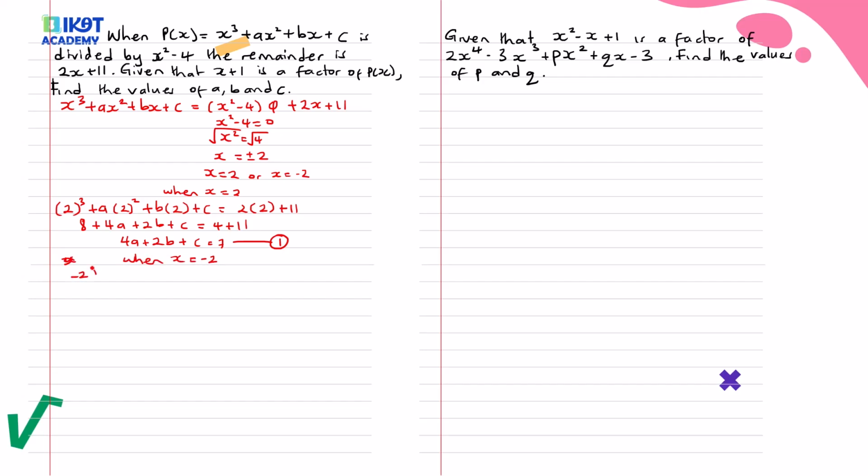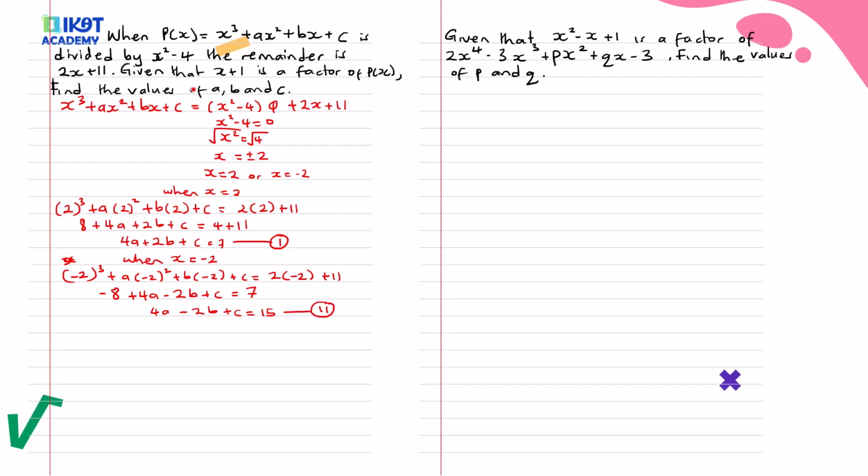But you also say when x is -2, you substitute -2 cubed plus a into this plus b into this, and this becomes 0, is equal to 2 into -2 plus 11. So here what do we have? -8 plus 4a minus 2b plus c is equal to 7. So our final equation will be 4a minus 2b plus c is equal to 15. So this is equation 2.